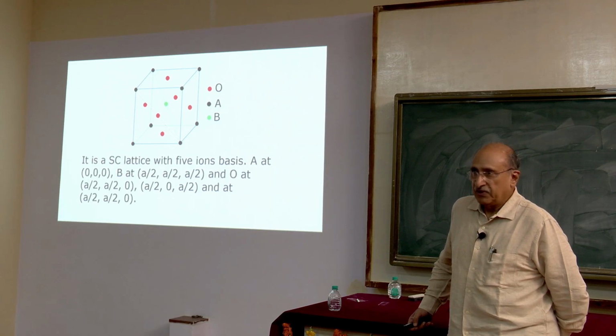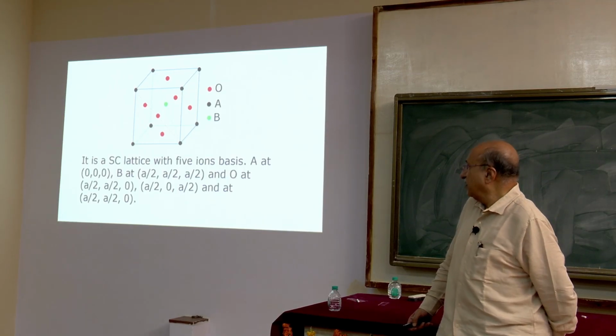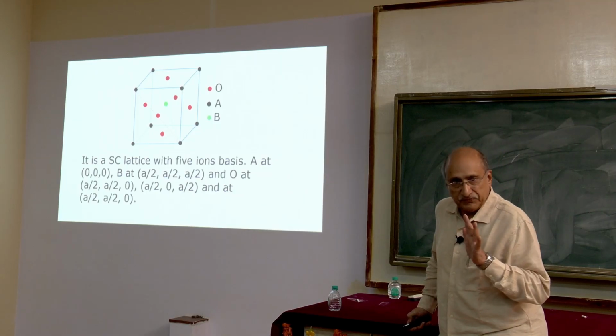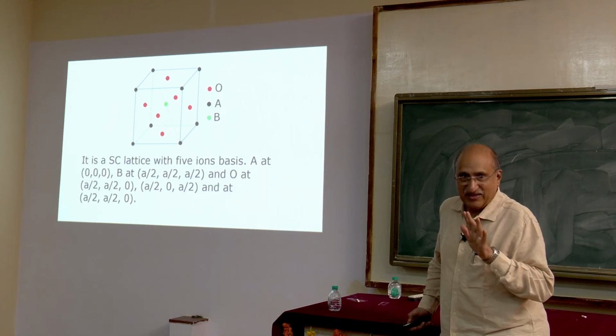Agreed? Now come to the language of lattice and basis. It is a simple cubic lattice with a 5 ion basis. Diamond was only 2. Here we have 5 ions. Okay.